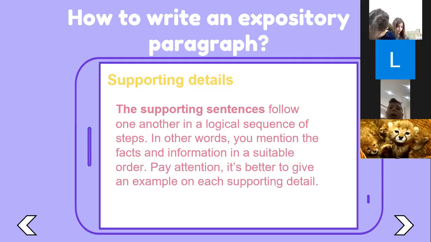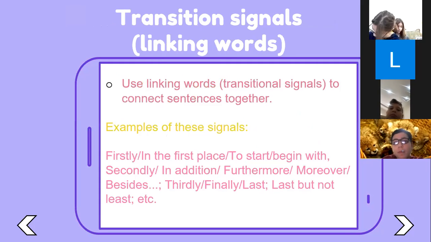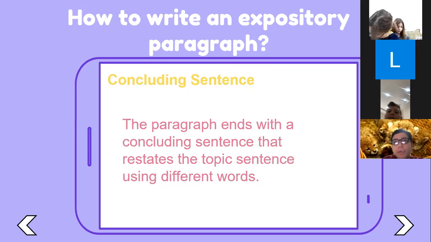So you said that in the topic sentence you want to talk about dogs. So in the supporting sentences, you have to mention the information you know about dogs. If you have finished the supporting details, now you have to close your paragraph. With what?